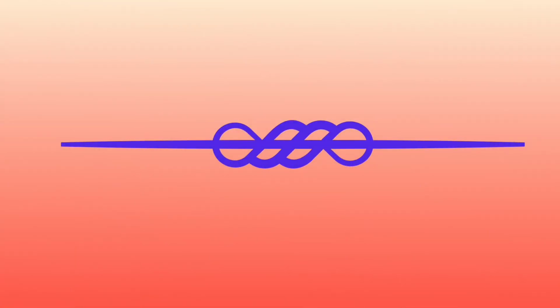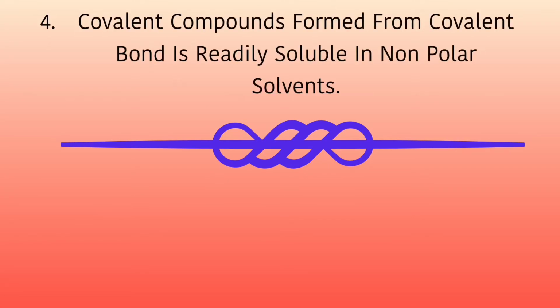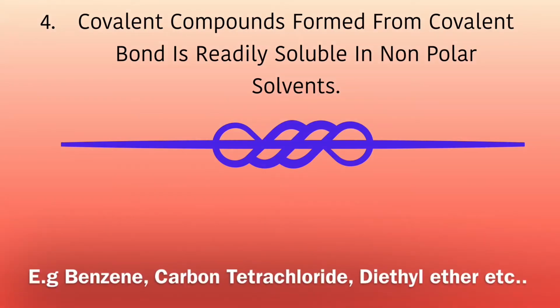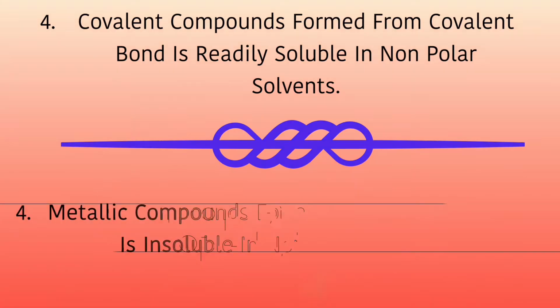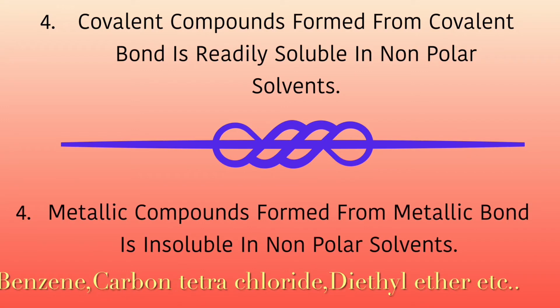Now let us consider the fourth difference between the covalent bond and metallic bond. Covalent compound formed from covalent bond is readily soluble in non-polar solvents. For example, benzene, carbon tetrachloride, diethyl ether, all are non-polar solvents. While the metallic compound formed from metallic bonds is insoluble in non-polar solvents also.